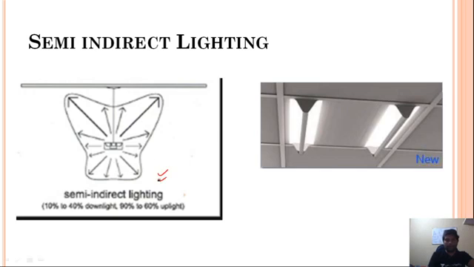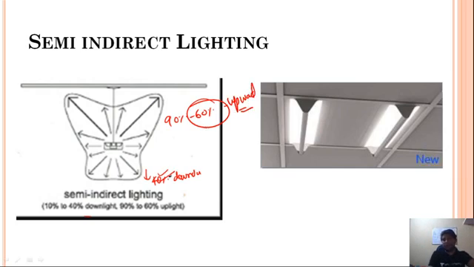Okay guys, so let's see semi-indirect lighting. This is semi-indirect lighting. 40% light downward, 90% to 60% light upward.